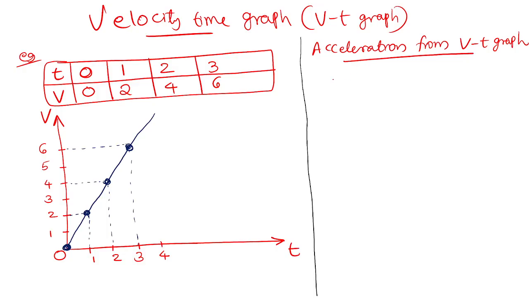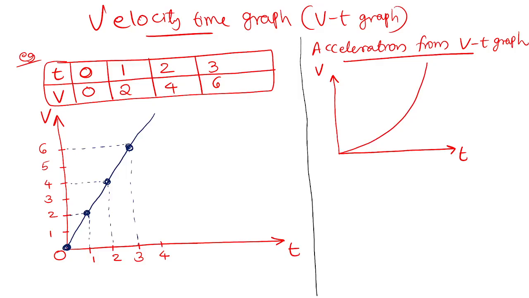I will explain. Let me draw a general VT graph. This is time and this is velocity. Remember, in the velocity time graph it is not necessary that the line is a straight line. The line may be a curved line. Depending on the data, the graph may be a curved one. Suppose we have a velocity time graph like this. Suppose the graph is given to us.